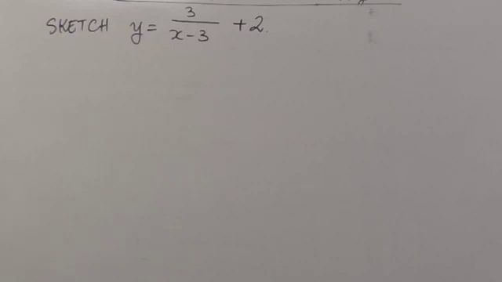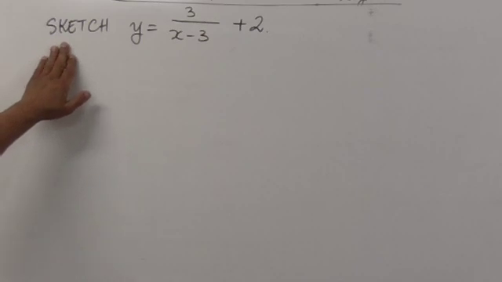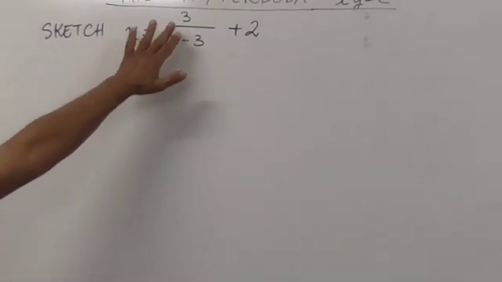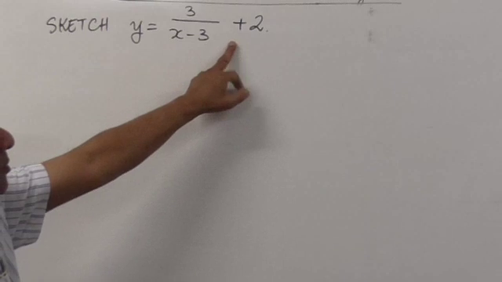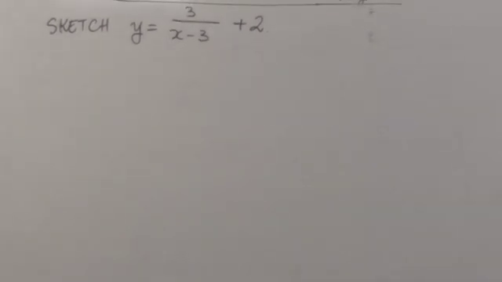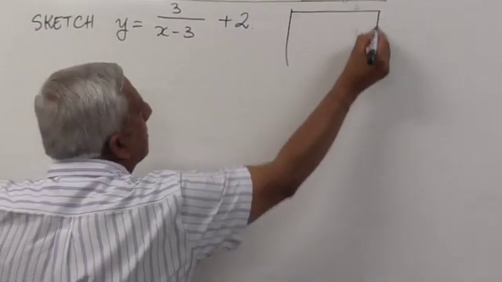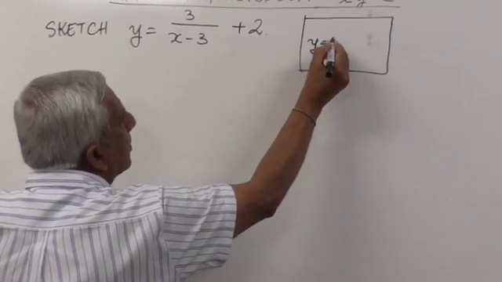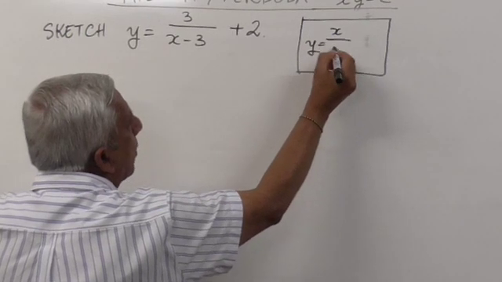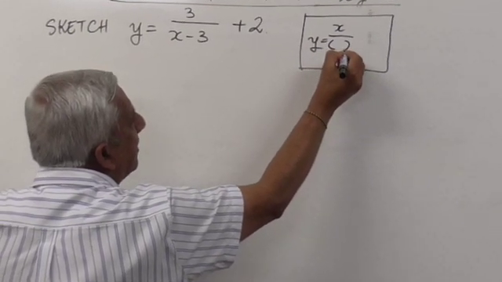Hello, welcome back. Now here is a question that is posed to you. Sketch y is equal to 3 over x minus 3 plus 2. You can see that this is also a hyperbola, because it is something like y is equal to x over something.